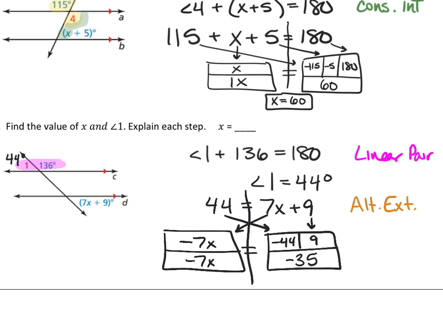The last step on this one is to divide by what number? Divide by negative 7. And when you do that, you would get x equal to a cute little positive 5. So that is the value of x in this problem.